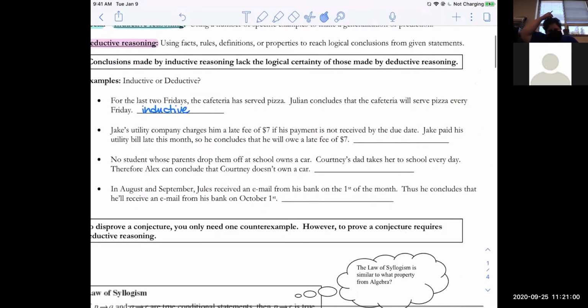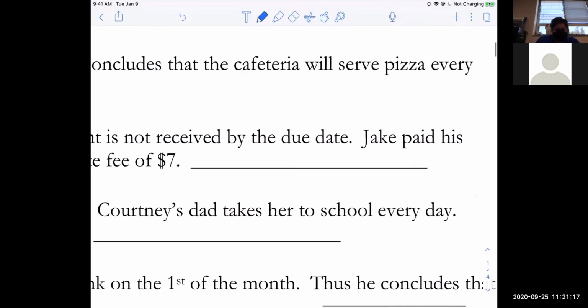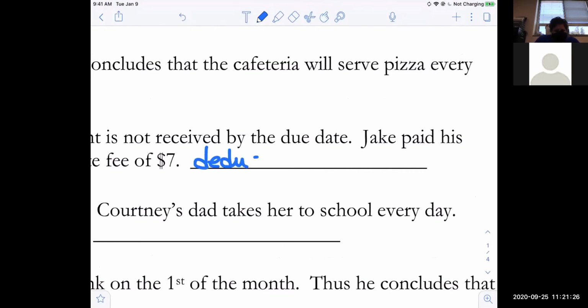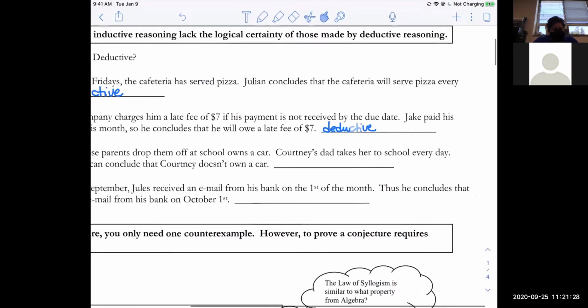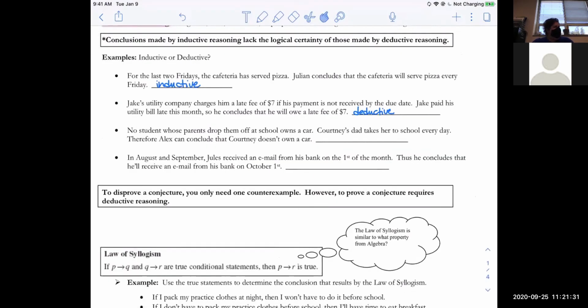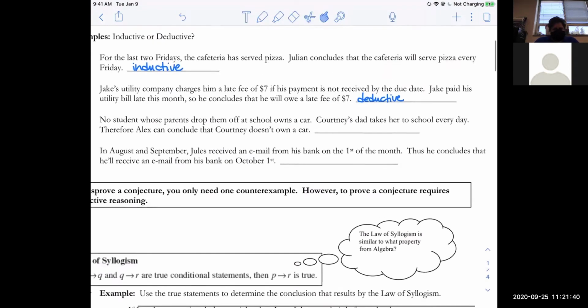Jake's utility company charges him a late fee of $7 if his payment is not received by the due date. Jake paid his utility bill late this month, so he concludes that he will owe a late fee of $7. Okay, that's a policy, right? It's like if this happens, then that's going to happen. So for deductive, if it's a rule, policy, procedure, then you know what's going to happen.